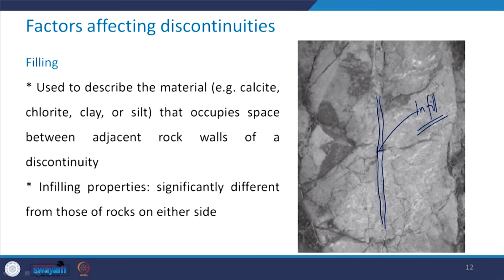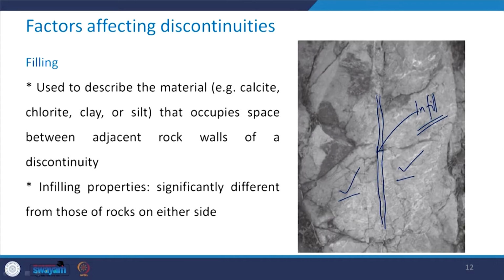This is used to describe the material which occupies the space between the adjacent rock walls of a discontinuity. Now, the infilling properties are significantly different than those of the rock on either side. Like you see here, this is the rock on either side of this joint. So the property of this infill material will be altogether different than the property of these rocks.